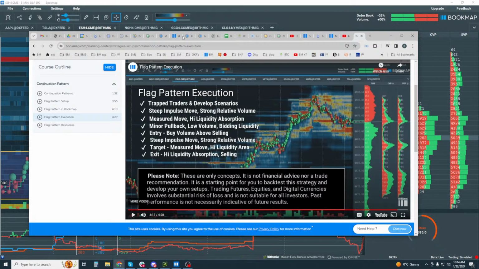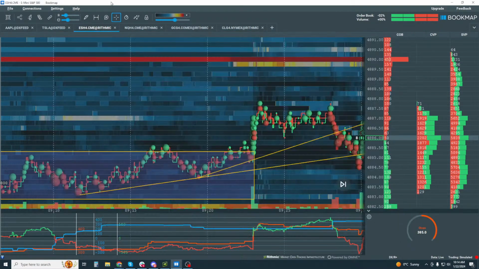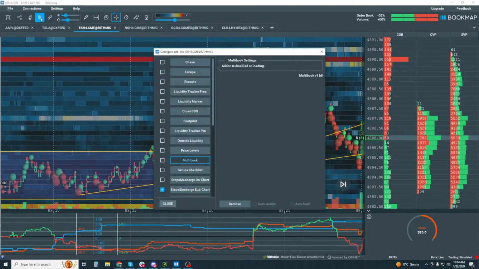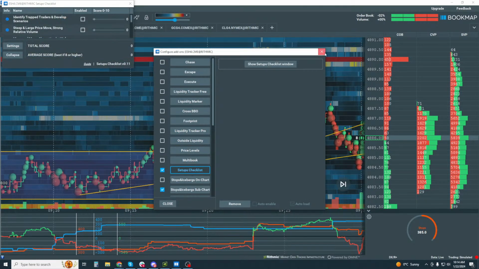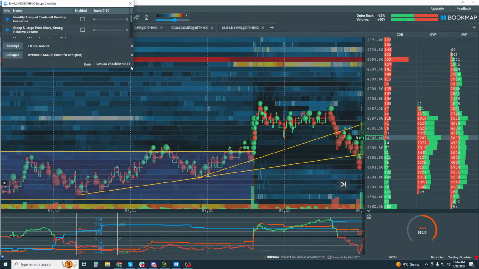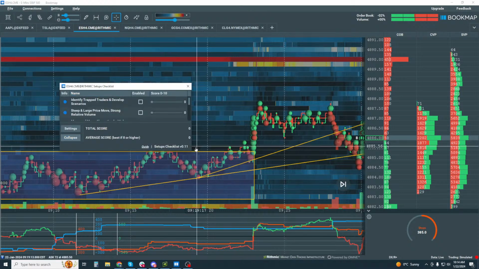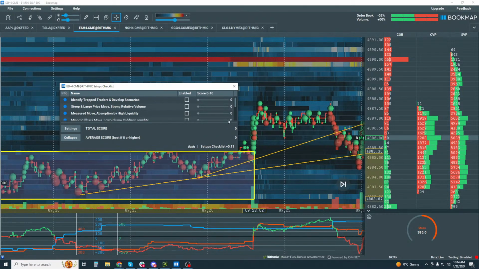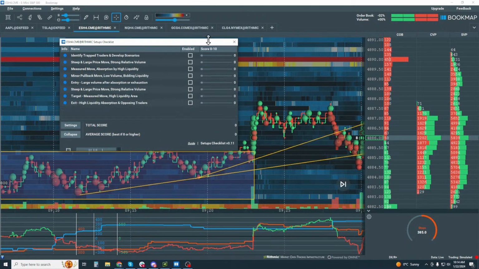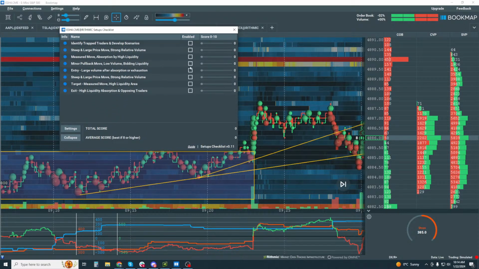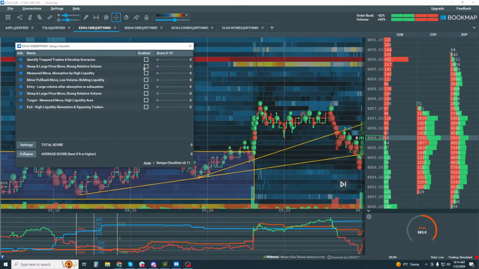that we're looking for. And we also have it here in one of the add-ons we have, the setups checklist, which is fantastic. We have this new tool in here that will allow you to view your setup and score it, and offer you the ability to stay in this trade or not, or see whether it is doing what you want. Let's just go through it.